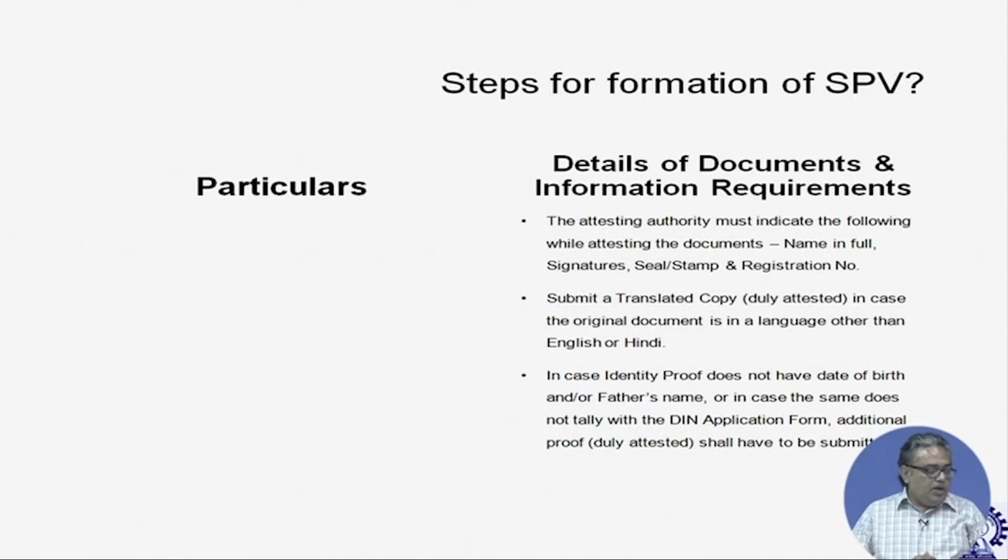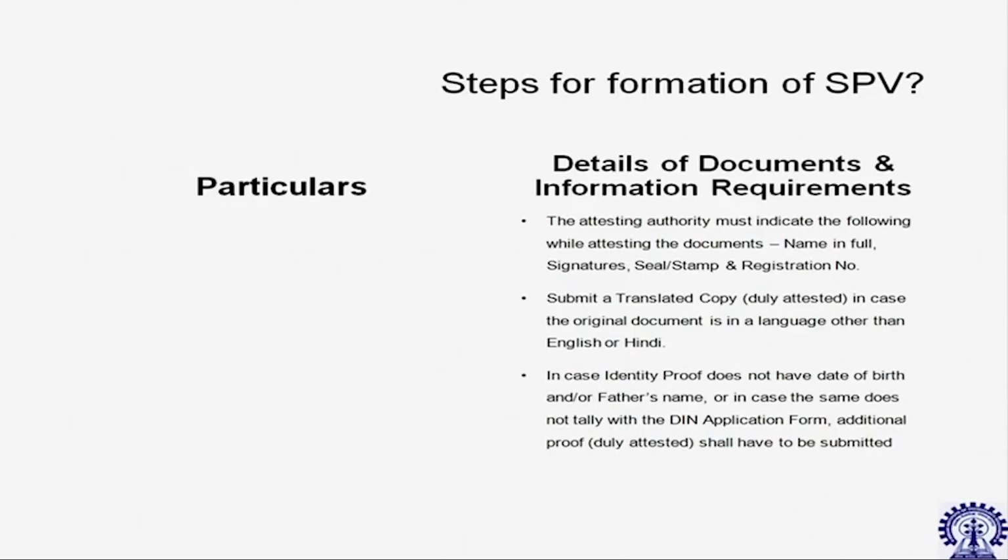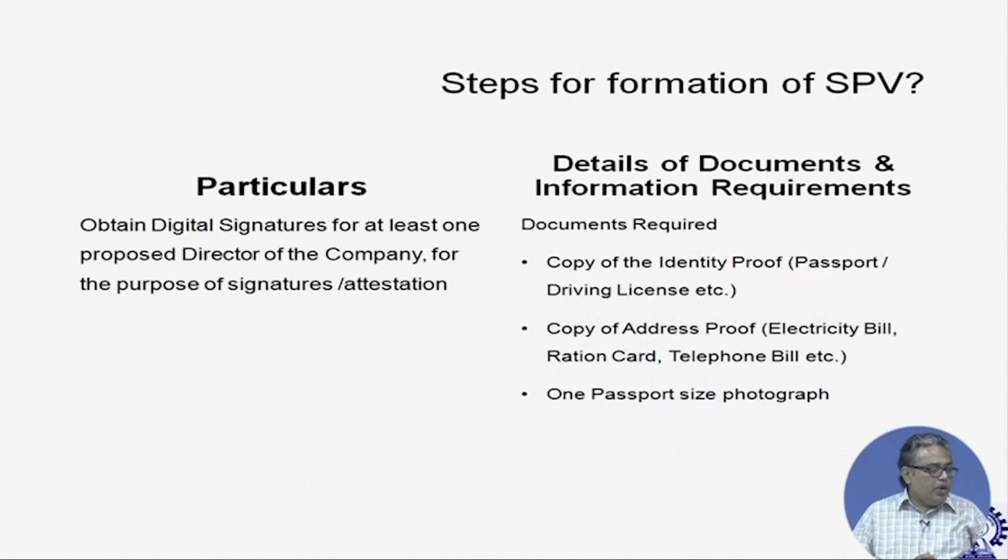And in case of the identity proof, you need to give a birth certificate of that particular person if he is a natural person, and if it is a company, then you need to give a certified copy. In that case you can put the DIN of the person who is a director of that particular company, with the CIN, which you need to submit with this.